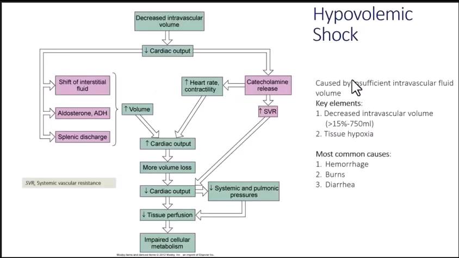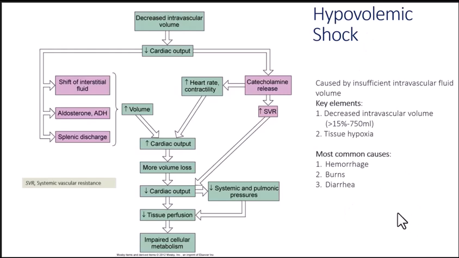The next type of shock is hypovolemic shock. Hypo refers to low, volemic refers to volume. And so when I say volume here, I'm talking about intravascular volume, so the volume of blood within the blood vessels. So we can really just summarize this to say that hypovolemic means low volume in the blood vessels.